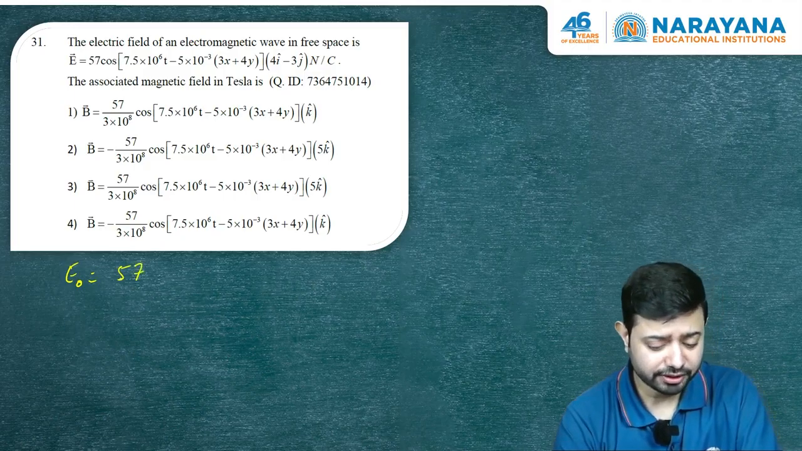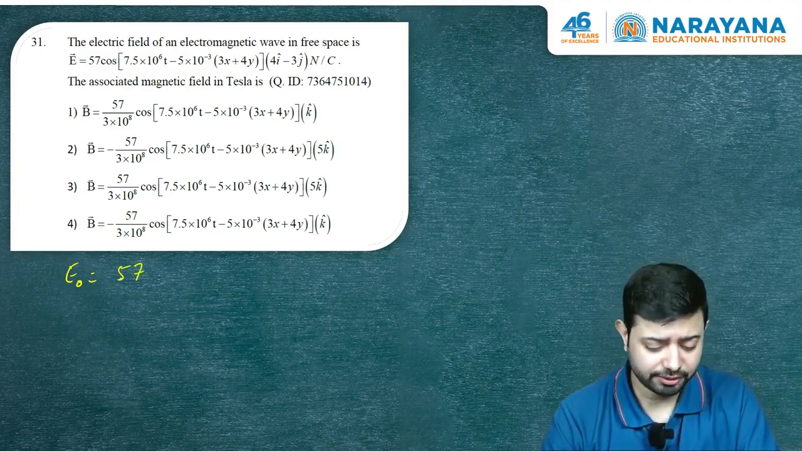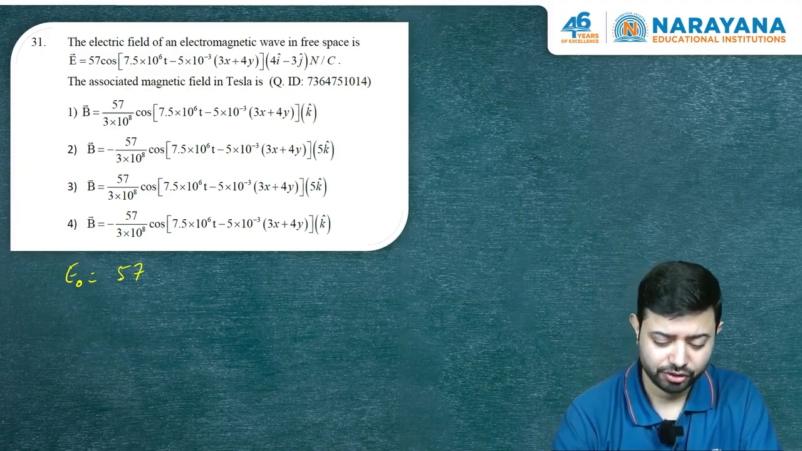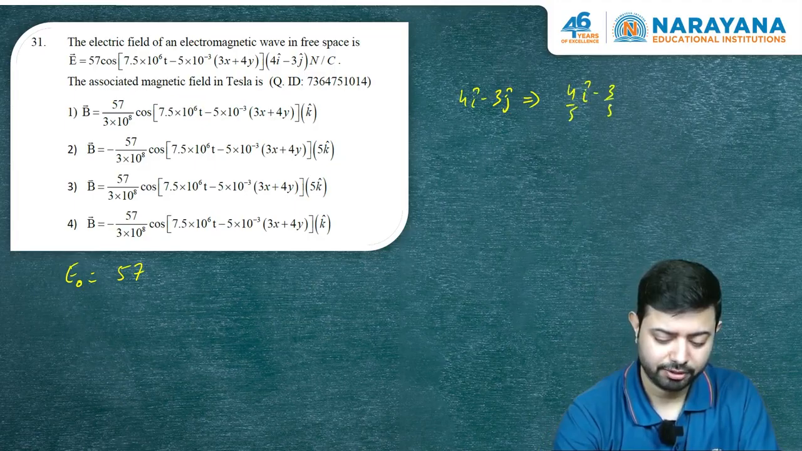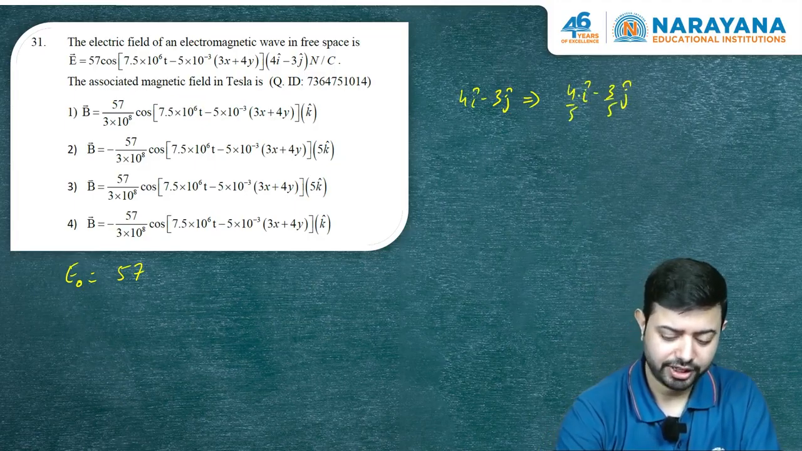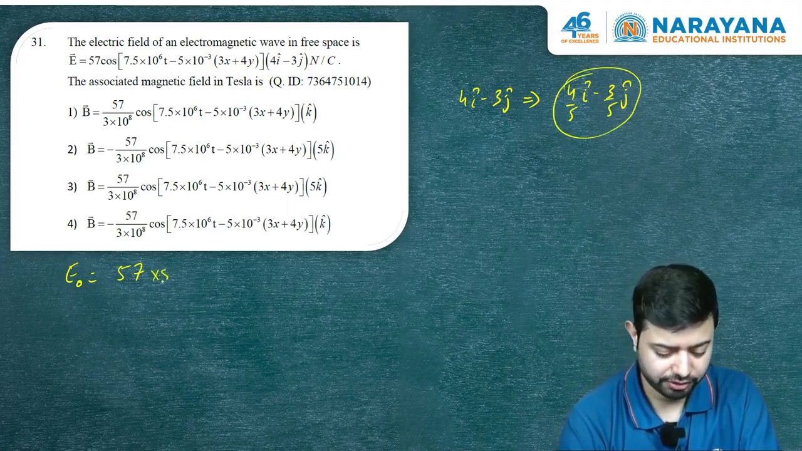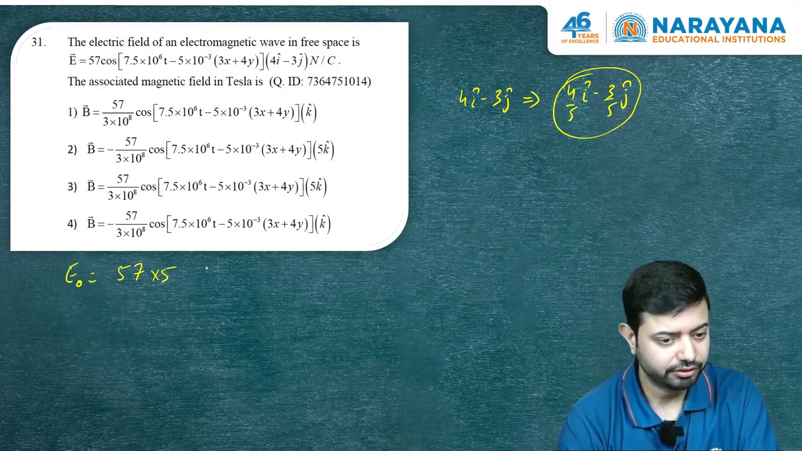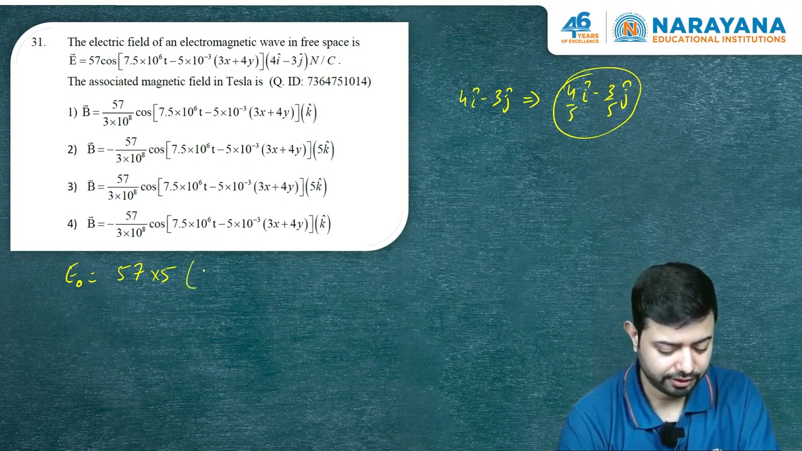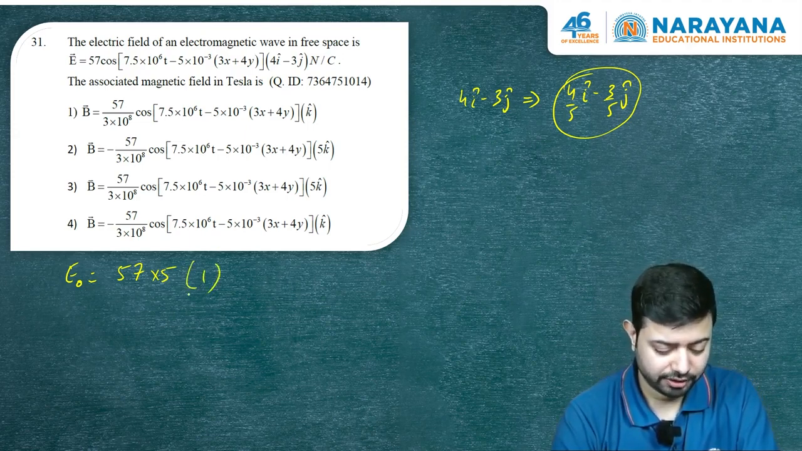What is the unit vector? If I convert it into a unit vector, I have to multiply and divide by 5, because if I write 4 i cap minus 3 j cap, the unit vector in that direction will be 4 by 5 i cap minus 3 by 5 j cap. So to get this format, you have to multiply and divide by 5. So I will do 57 into 5, and then my unit vector, whose magnitude is 1, will be there. So this is going to be the E naught.